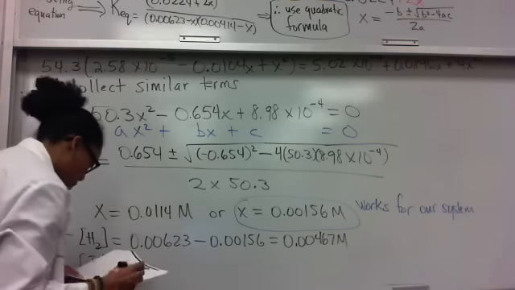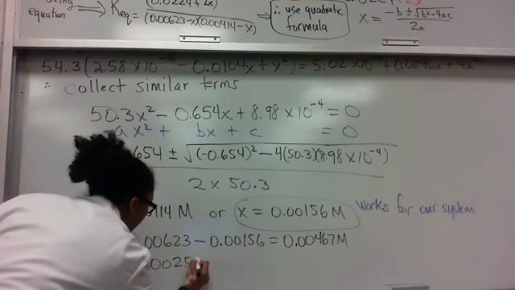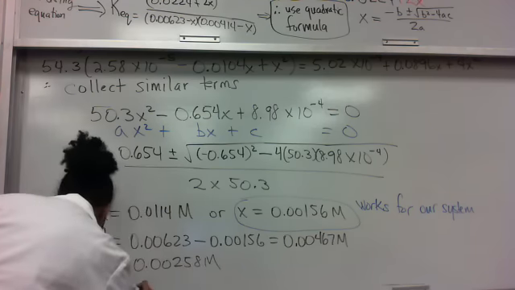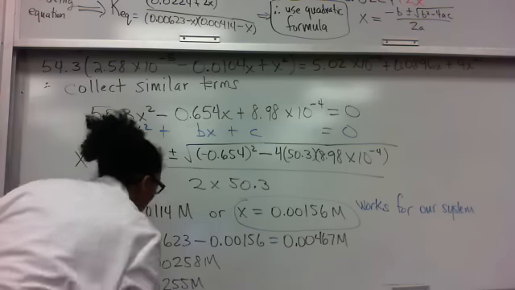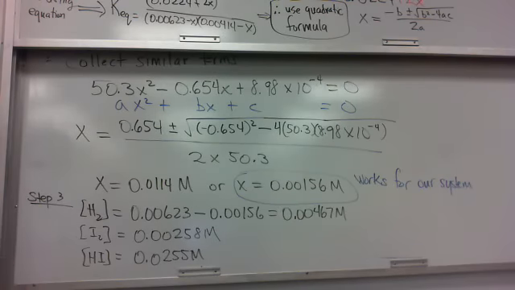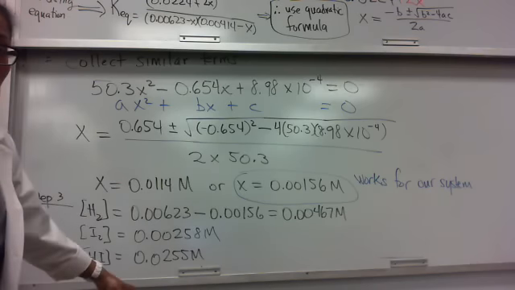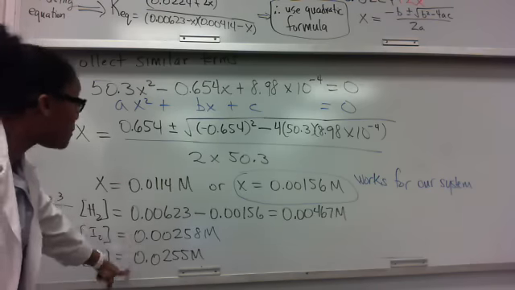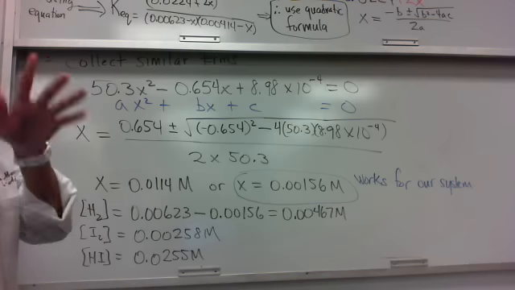I'm not going to do all the math, I'll just give you the answers. 0.0258 molar, and HI is equal to 0.0255 molar. Okay, so these answers here are the final concentrations of your products and reactants at equilibrium, and you simply get that by plugging it back into the mathematical equilibrium expression that we had above.